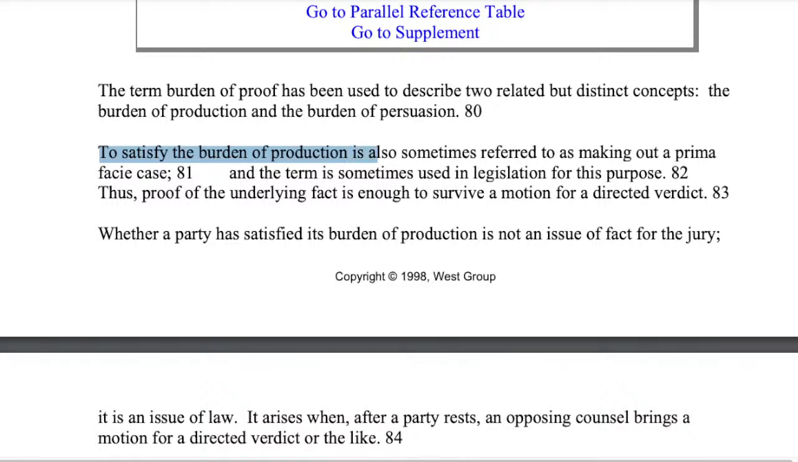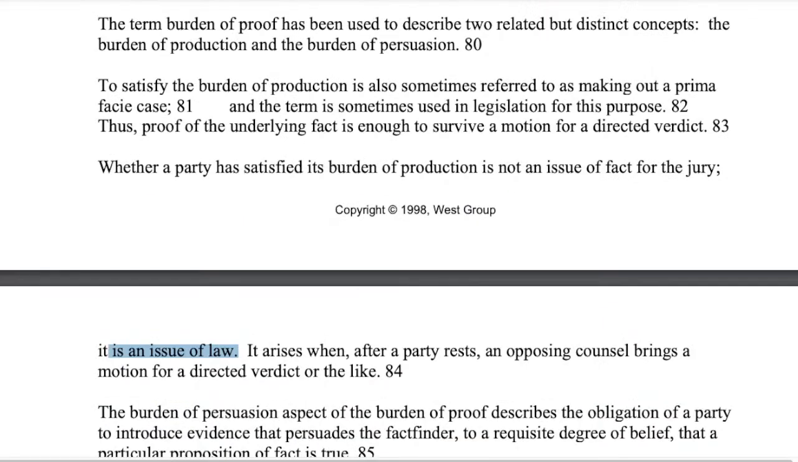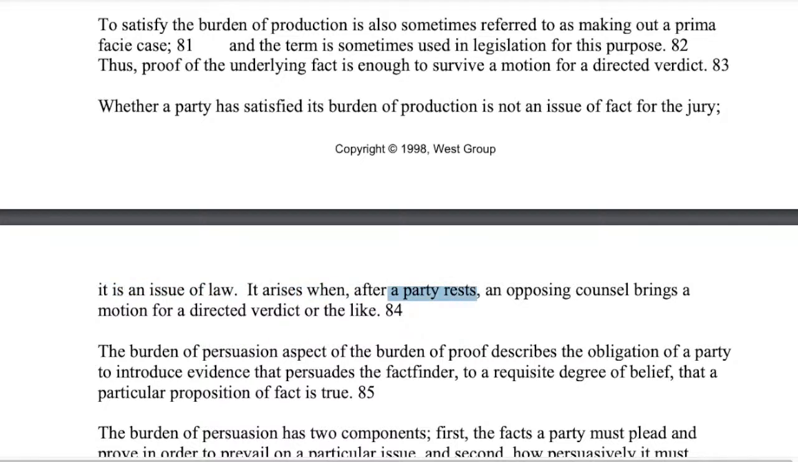To satisfy the burden of production is also sometimes referred to as making out a prima facie case, and the term is sometimes used in legislation for this purpose. Thus, proof of the underlying fact is enough to survive a motion for a directed verdict. Whether a party has satisfied its burden of production is not an issue of fact for the jury. It is an issue of law. It arises when, after a party rests, an opposing counsel brings a motion for a directed verdict, or the like.